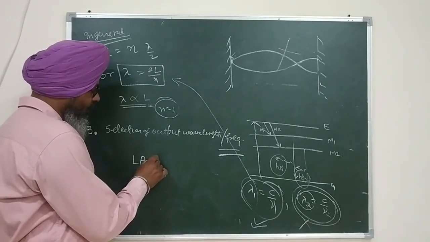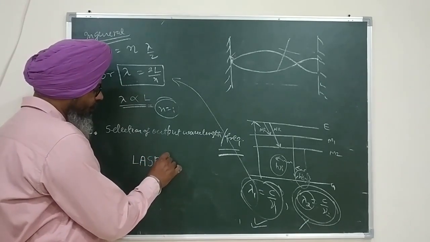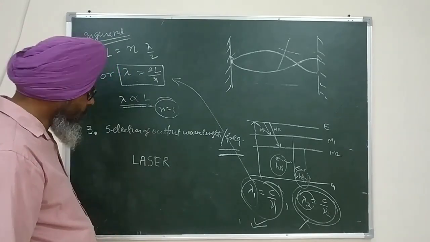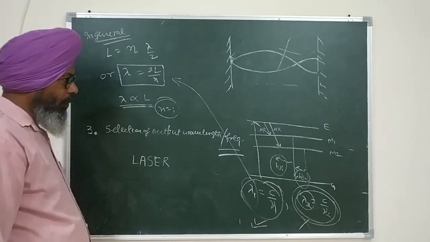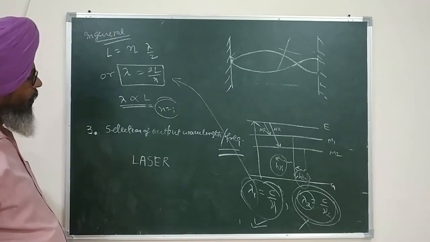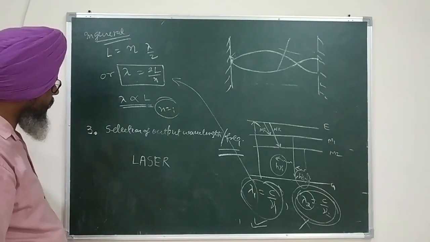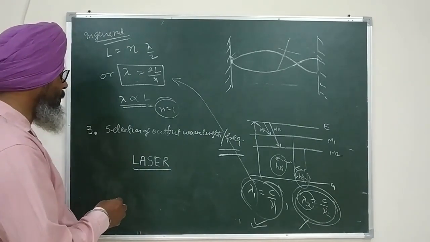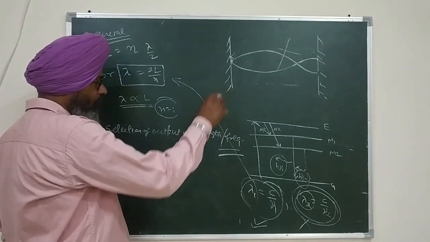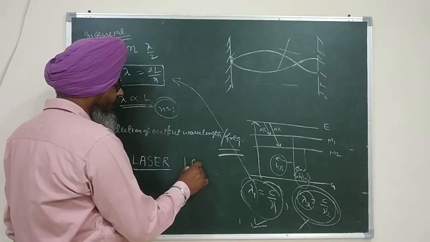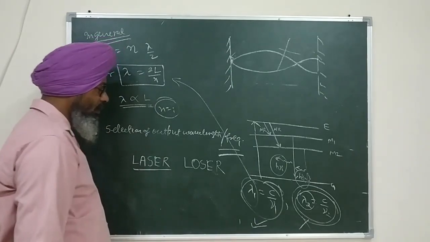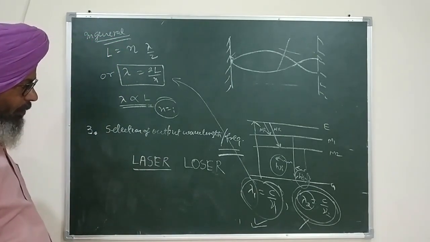Now the last thing that I would like to discuss with you: in certain books, you will find this question in many important textbooks of engineering, that the actual name of the laser should not be like this. The actual name of the laser should be, instead of laser, loser. Explain why.